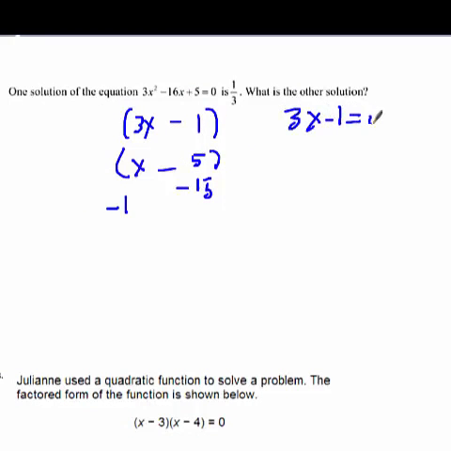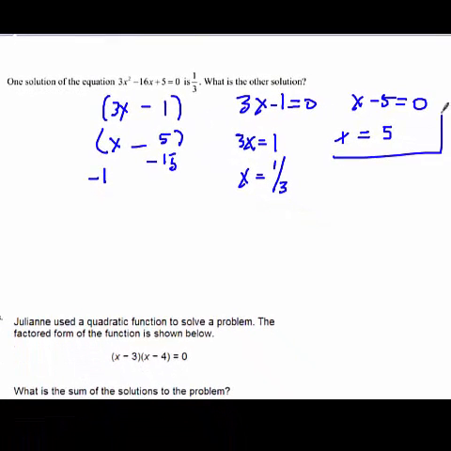Set them both equal to 0. So I've got 3x minus 1 equals 0. And we also have x minus 5 equals 0. And so this would give me 3x equals 1. And this would give me x equals 5. And this is where we get x equals 1/3 as one solution. And the other solution is x equals 5. There is our answer there.